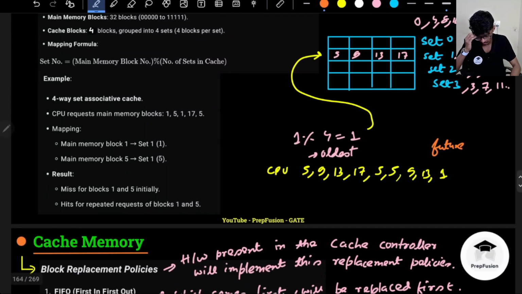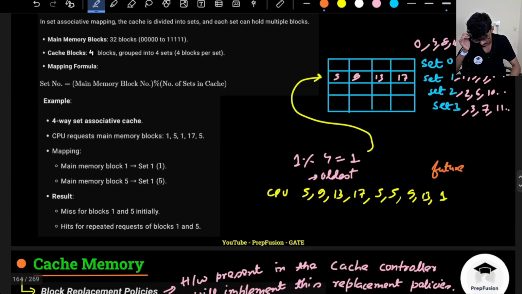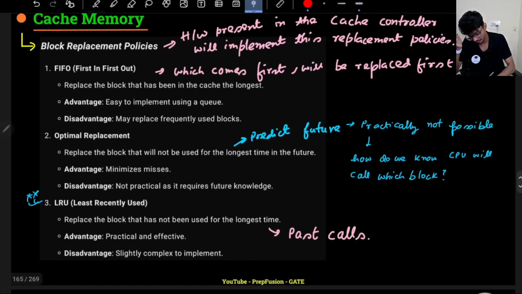One thing I just wanted to say, you might have a doubt about the difference between FIFO and LRU. In FIFO, whichever one came first, that one I will replace. It does not matter whether I am calling it again or not. So let's say first came 3, then came 2, then came 4. Then I call 3 again.